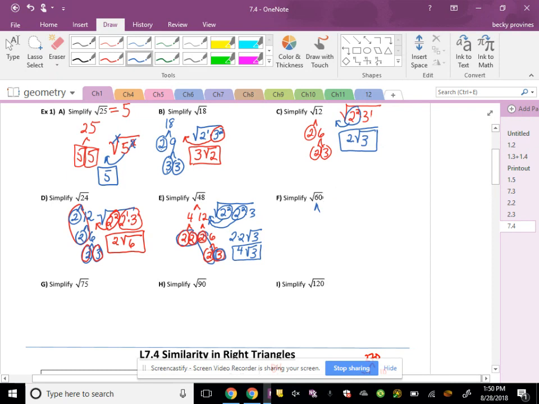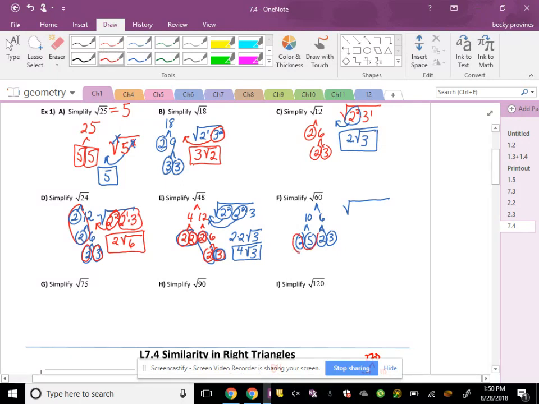So when you have 60, if it ends in a 0, I usually times it by 10, and you could divide it by 2 if you would like. It doesn't matter, again, as long as you get the same numbers. All right, so 10 breaks down to 2 and 5. 6 is 2 and 3. Everything is prime.